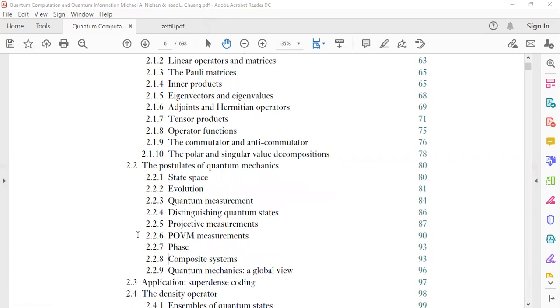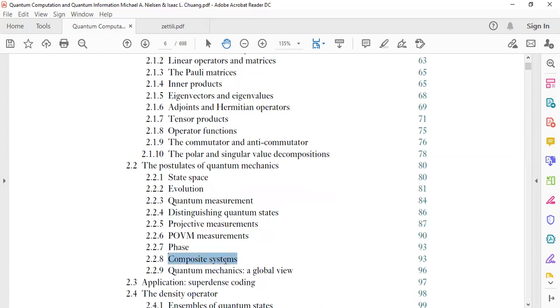So these are the topics, also the postulates of quantum mechanics. And then we have two particular topics called positive measurements and POVM measurement, positive operator valued measure. These are two special topics that will be necessary in the upcoming chapters, I believe. And let me give you an example how these sections are interconnected.